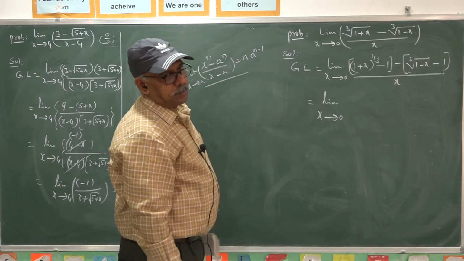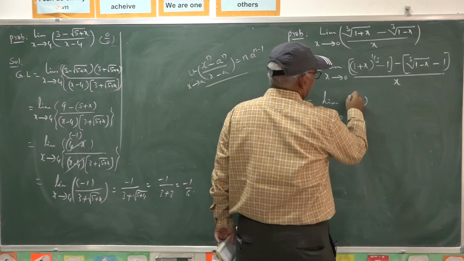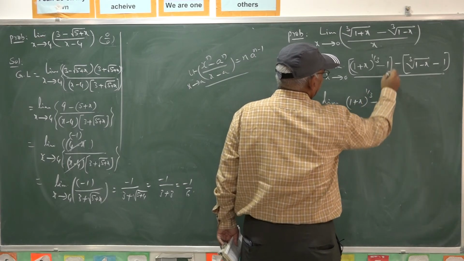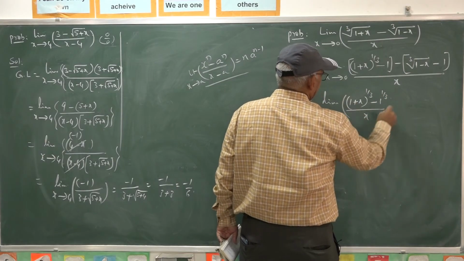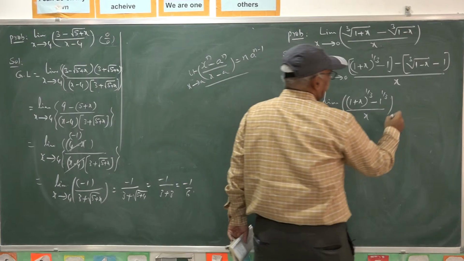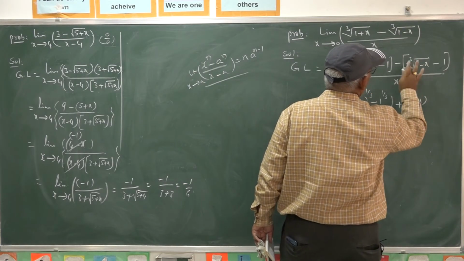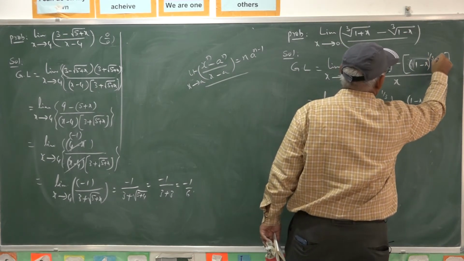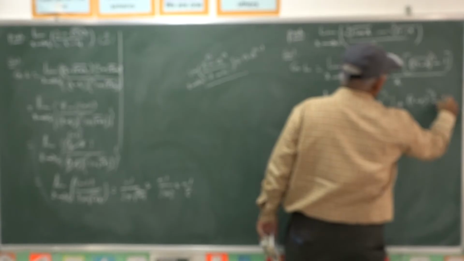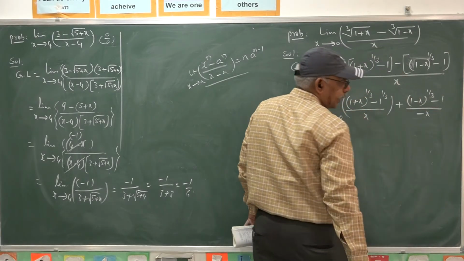So that the limit may be written as (1 plus x) whole power 1 by 3 minus 1 power 1 by 3, divided by x. This is one term, plus (1 minus x) whole power 1 by 3, minus 1 power 1 by 3, divided by minus x.